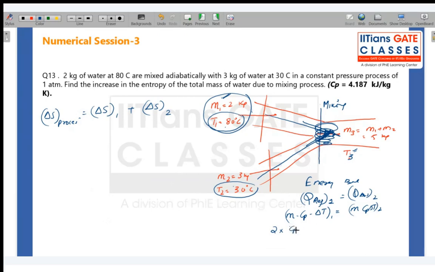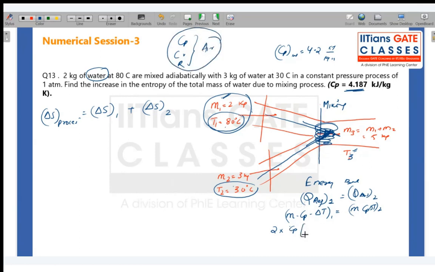Now this is water, so you need to know the value of Cp. Cp is given also, but sometimes it's not given. So the value of Cp for water, you need to remember: 4.2 kilojoule per kg Kelvin. Similarly, Cp, Cv and R for air, these values also you need to remember.